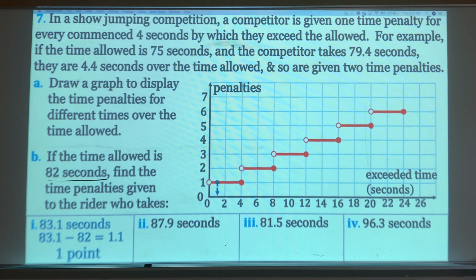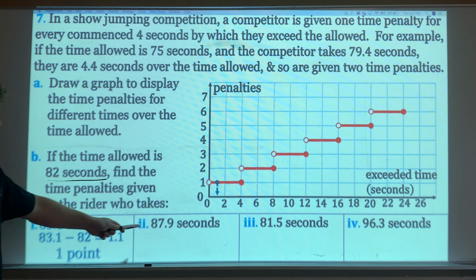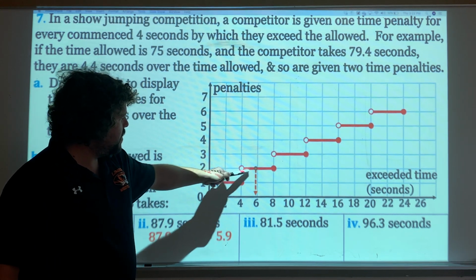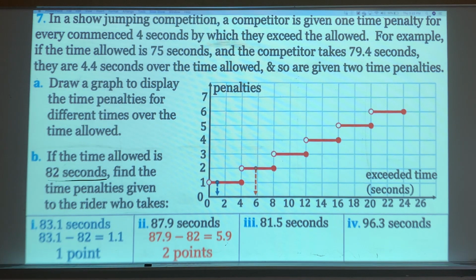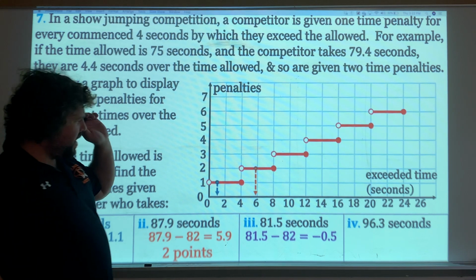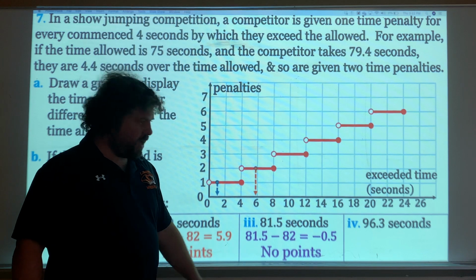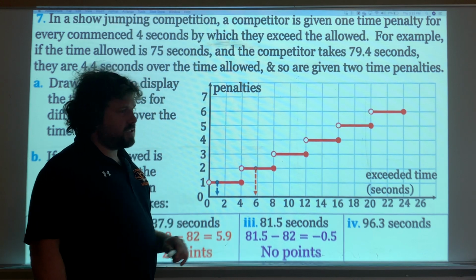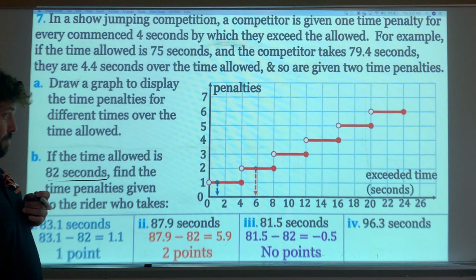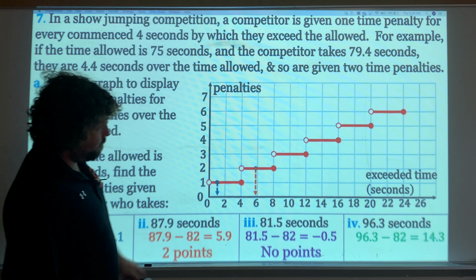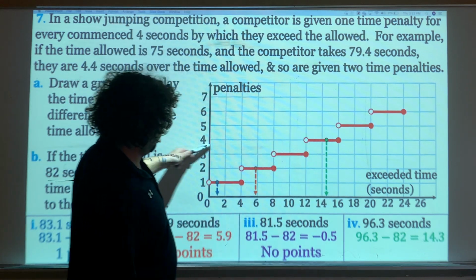You got it? Do the rest. All right, 87.9. Subtract 82 from it, you get 5.9. 2 point penalty. 3's the trick one. 81.5, you get negative 0.5. Wait. There's no points. Why? Because you didn't fall in the penalty area. You're actually faster than the allotted time. Last one. Oh, you're really slow there. 96.3 minus 82 is 14.3. 4 point penalty.